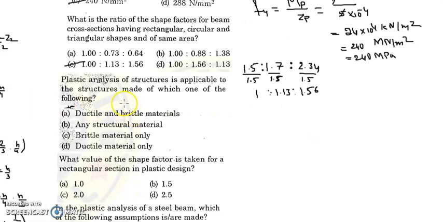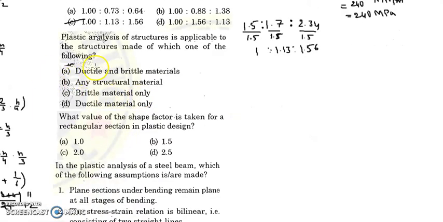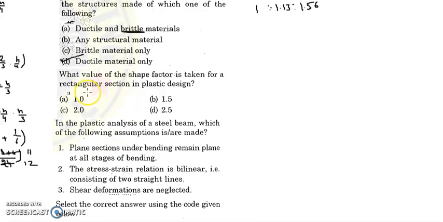The plastic analysis of a structure is applicable to the structure made of which one of the following? Ductile material. No, this is not applicable for brittle material. We know that one. We need large strain sustaining. Any structure material, no. Brittle material, no. So it's only for ductile material. The value of shape factor taken for rectangular section in plastic design is well known to us. This is 1.5.